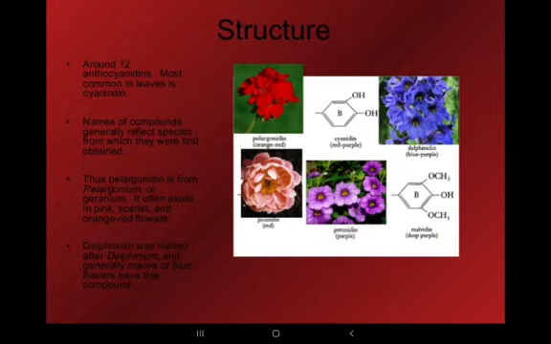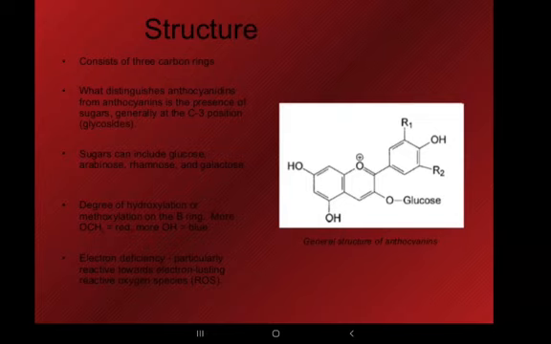Thus, pelargonidin is from pelargonium or geranium. It often exists in pink, scarlet and orange-red flowers. Next, delphinidin was named after delphinium, and generally mauve or blue flowers have this compound. So these names are given according to the colors they occur in, and they consist of three carbon rings. As I already told you, they are ring A, ring B and ring C.